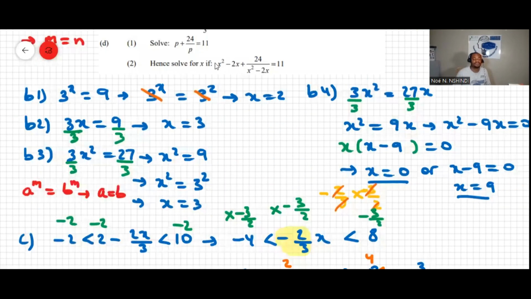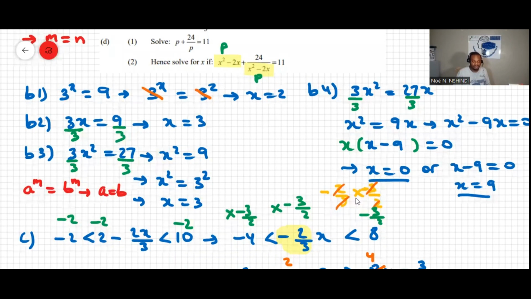Now D2 says hence solve for x if this expression equals 11. There is a way of solving this. Because I have x squared minus 2x in the numerator and x squared minus 2x in the denominator, I can just call this P. It is exactly what we did here: P plus 24 over P equals 11. Now, in this case, our P is x squared minus 2x.